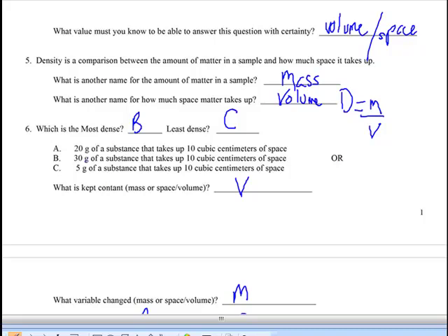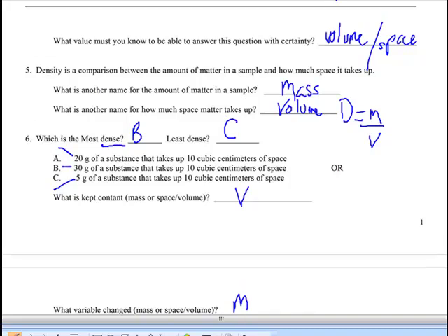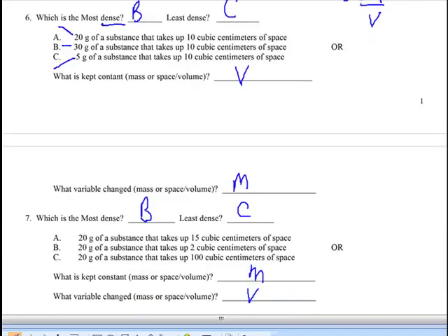Alright, so number 6. What's the most dense? Well, we've got 30 grams of a substance packed into 10 cubic centimeters. And over here it's just 20 grams packed in the same volume and only 5 grams packed in the same volume. So B, 30 is most dense. Particles are squished closest together because they're all in the same amount of space. And then C, 5 grams would be least dense. There's only 5 grams of a substance, so it could spread out. What is kept constant? The volume in this case, and what changed? The mass. We had 20, 35, but the volume was always 10 cubic centimeters.